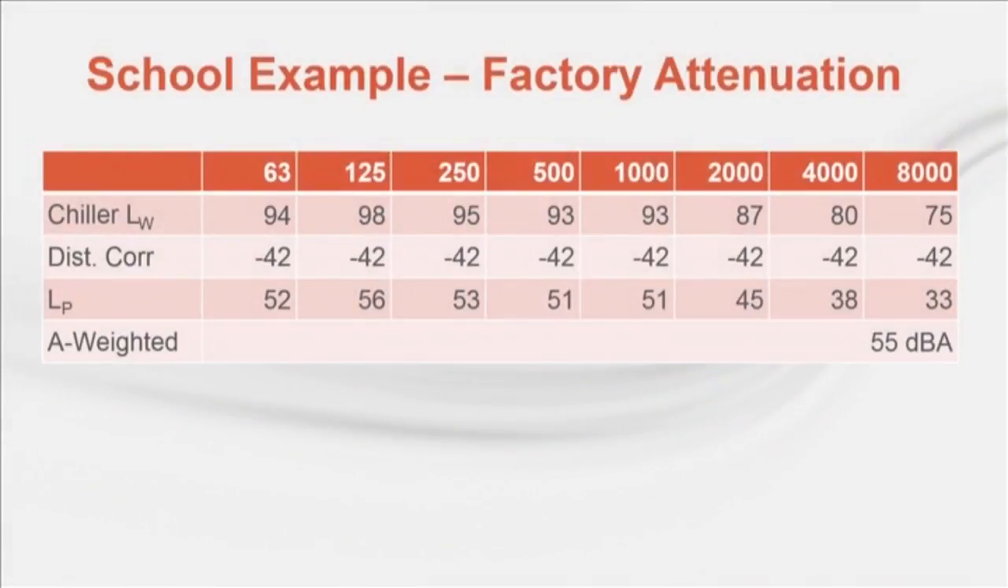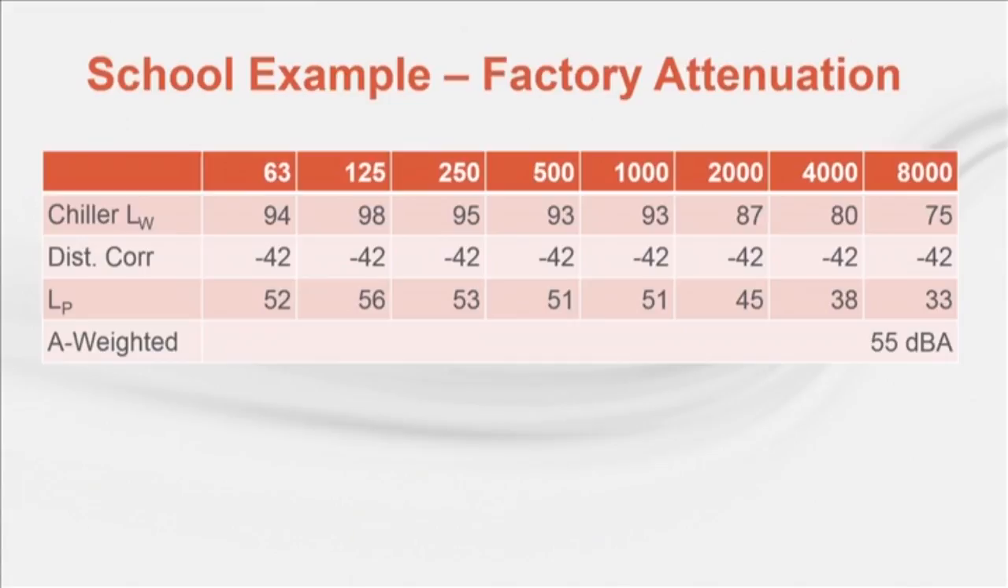So let's return to the air-cooled chiller and lot line analysis. With the standard chiller and no factory attenuation, we were at 58 dBA, and the goal is 55. I reselected the chiller with some factory sound attenuation on the suction and discharge lines, and with quieter condenser fan operating speeds. The resulting sound power is entered into the second row of the table and corrected for distance again. The resulting A-weighted value is 55 decibels, which is right at the lot line requirement.